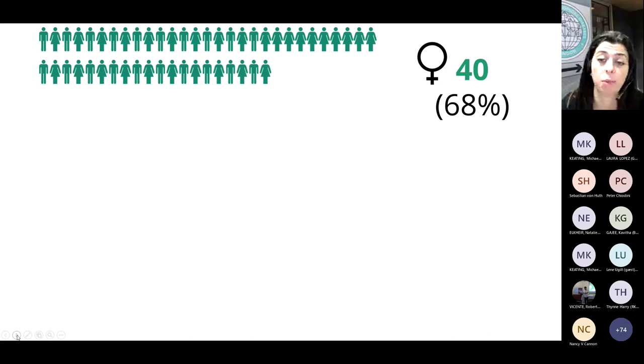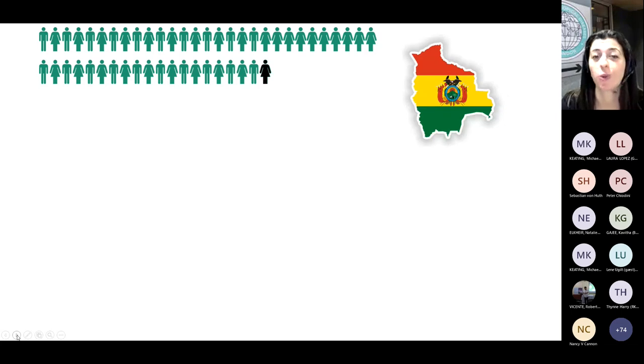About two-thirds are women, and a similar proportion women of reproductive age. All bar one of the people who have screened positively and been linked into care are from Bolivia, and one patient is from Paraguay.